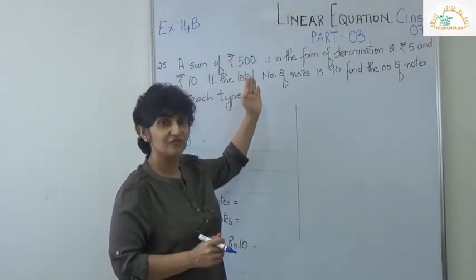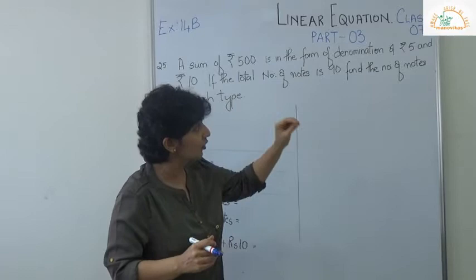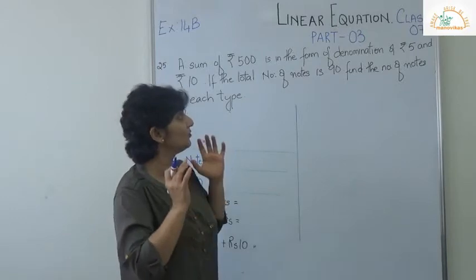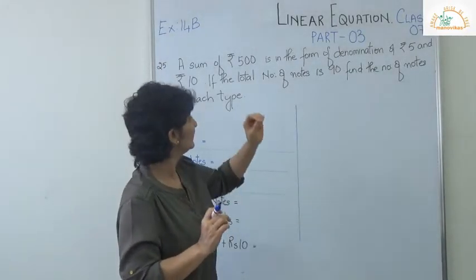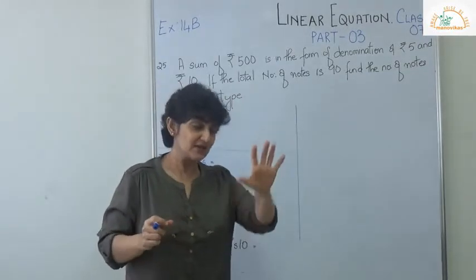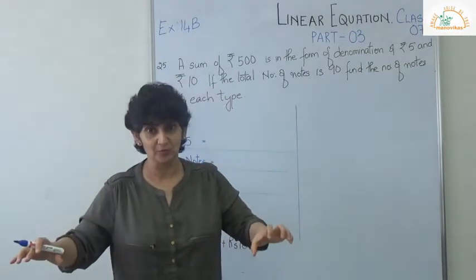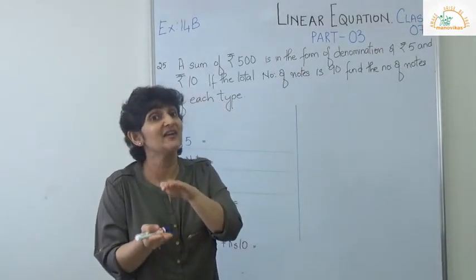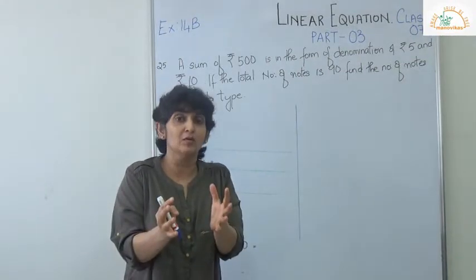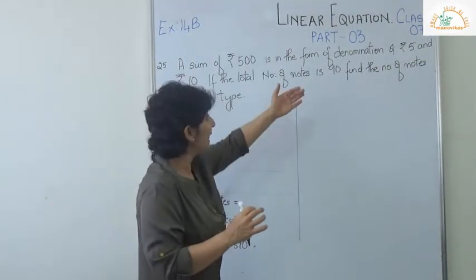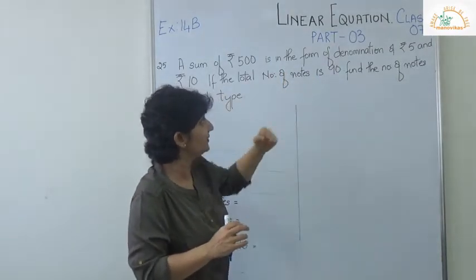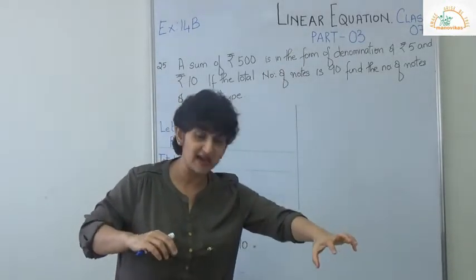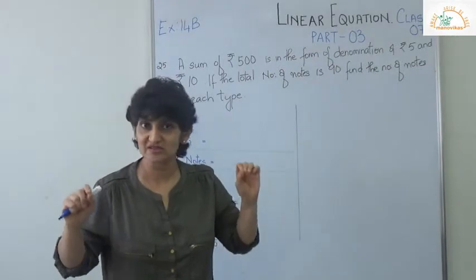A sum of rupees 500 is in the form of denominations of rupee 5 and rupee 10. If the total number of notes is 90, find the number of notes of each type. I have 5 rupee notes and 10 rupee notes. Together, if I take them one by one, I have a total of 90. When I add all these 5 rupee and 10 rupee notes, I get a sum of rupees 500. So how many 5 rupee notes and how many 10 rupee notes do I have?